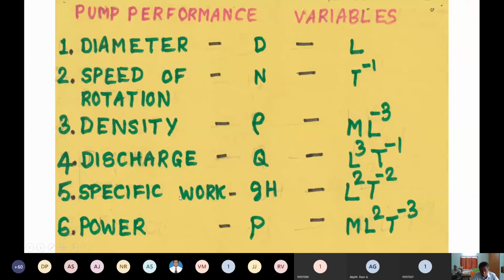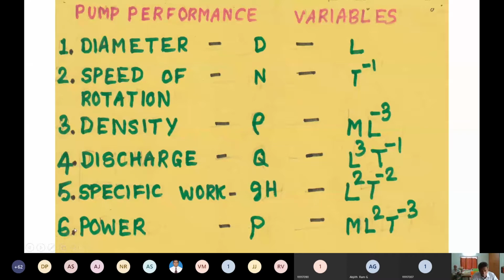Now the next one is the specific work. We denote it by WSP. That is nothing but GH, where H is the head developed by the pump. Its unit, obviously, is L square into t power minus 2, because G is acceleration due to gravity, so many meters per second square. So L per t square, L t power minus 2, into head. Head has a dimension of length. So specific work has a dimension of L square t power minus 2.